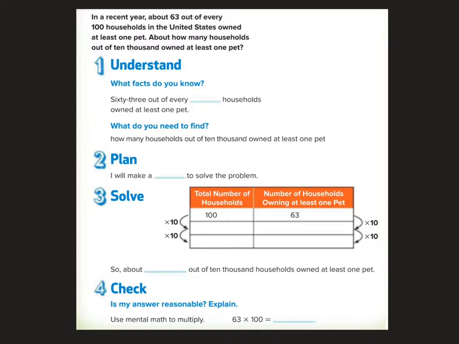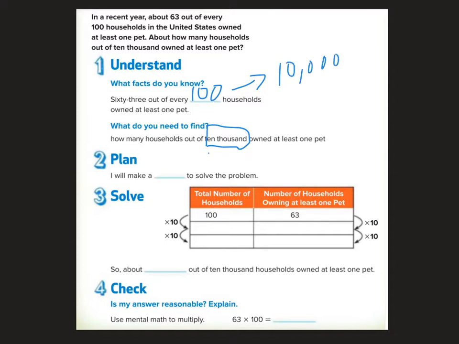Okay, so now this might be one that your brain would be like, how do I solve this? So let's break it down here. Our first step is always to understand the problem. Okay, so what do we know? We know that 63 out of every 100 households owned at least one pet. So what do you need to find? How many households out of 10,000? So really we're going from 100 to 10,000.